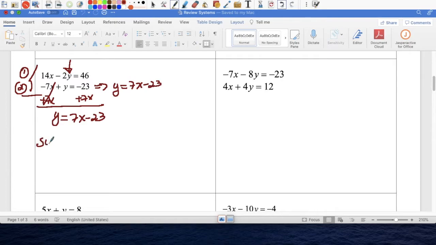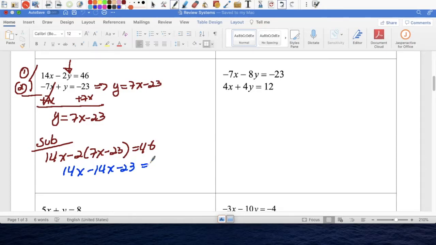Now I'm going to replace this over here in equation 1. So here's my substitution. I get 14x minus 2 times 7x minus 23 equals 46. Now it's just a matter of doing all that procedure. 14x minus 14x minus 23 equals 46.